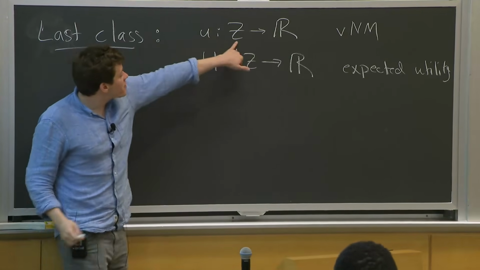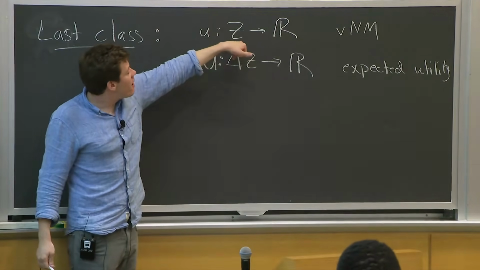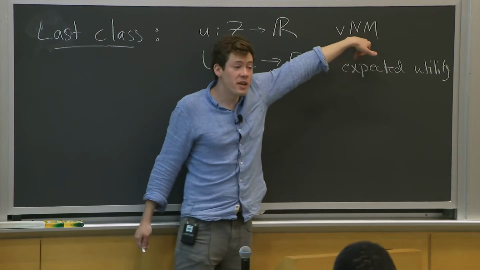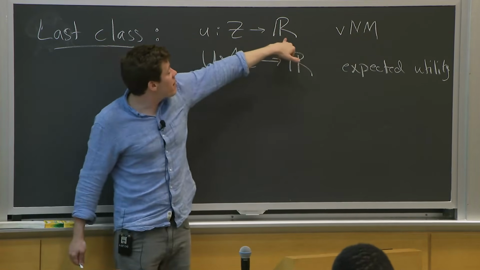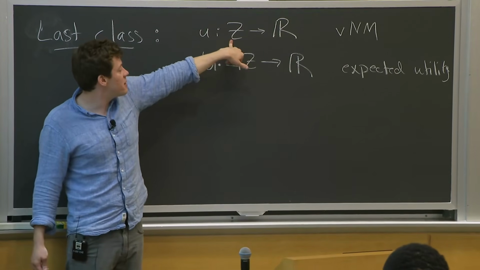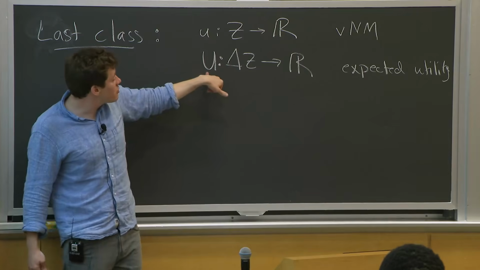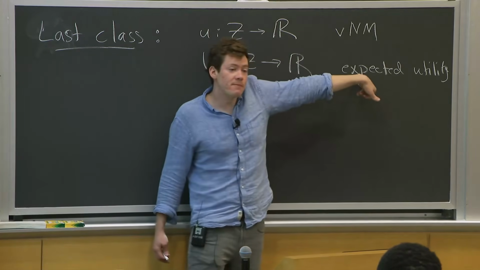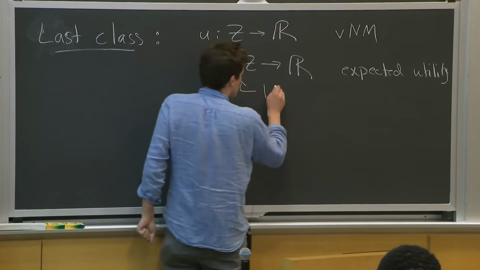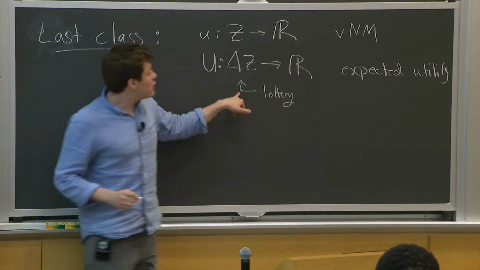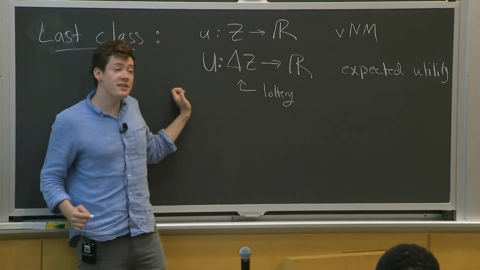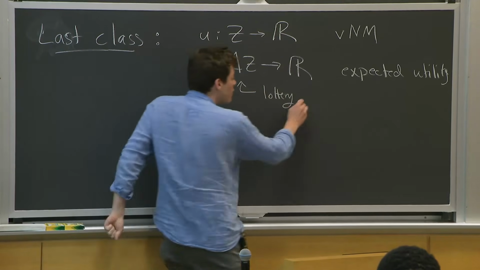From last class, we said that there's some set Z of consequences or outcomes, and we defined a von Neumann-Morgenstern utility that assigned some real number to every single consequence or outcome. I'll use those two terms interchangeably. And then we defined capital U to be the expected utility. What this does is it assigns to every lottery over consequences the expected utility that the agent gets from that lottery. And remember, a lottery would be something like this.